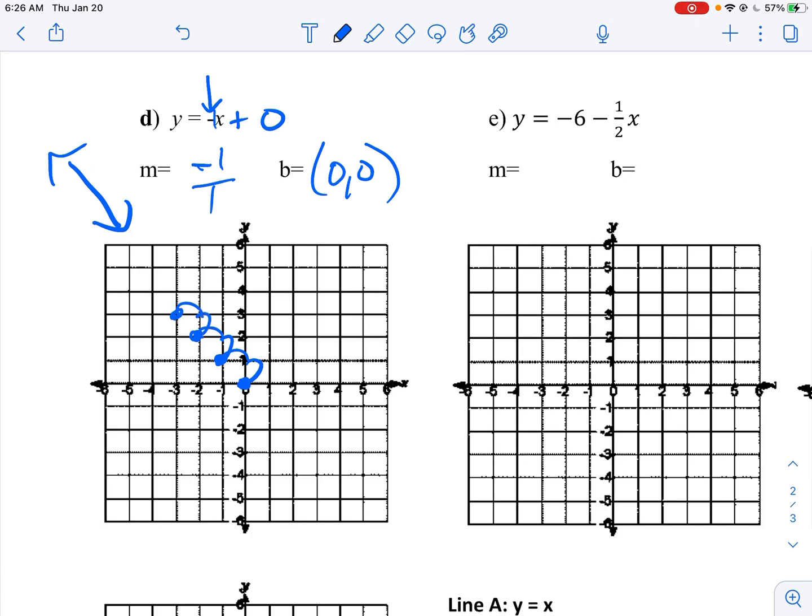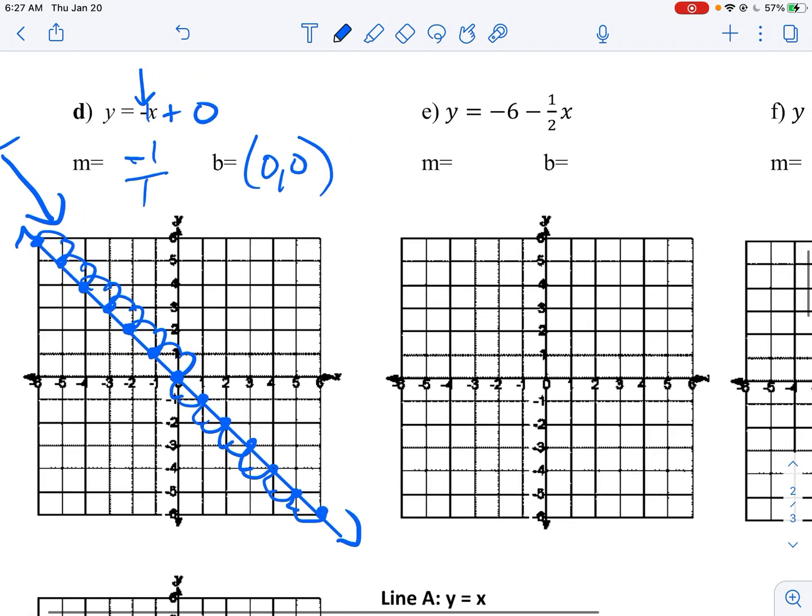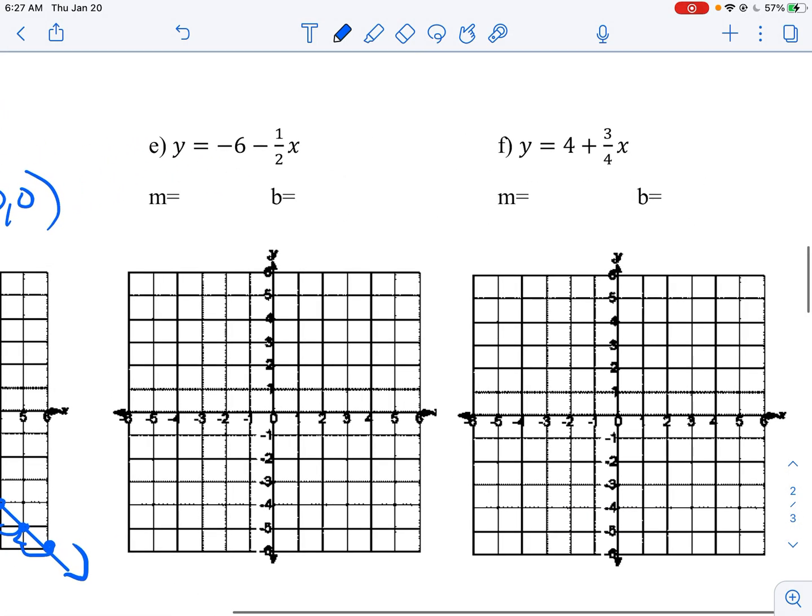Up 1 to the left 1. Down 1 to the right 1. Down, right. Down, right. Okay, so this is going in a negative direction. So this has a negative, oh, that was a horrible line. There we go. -1 slope.